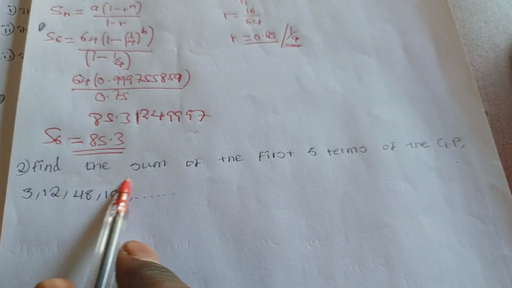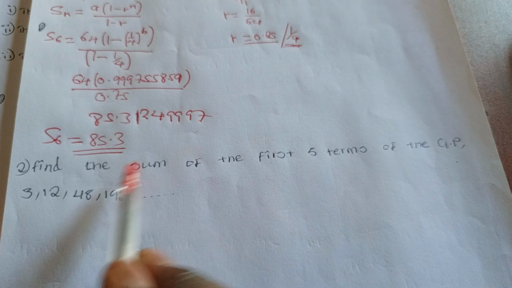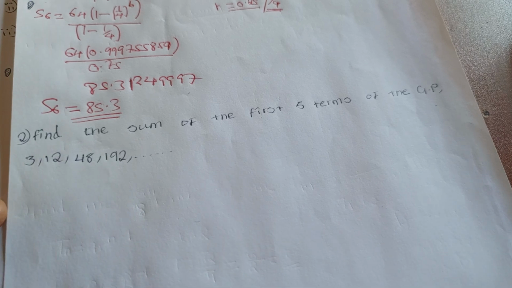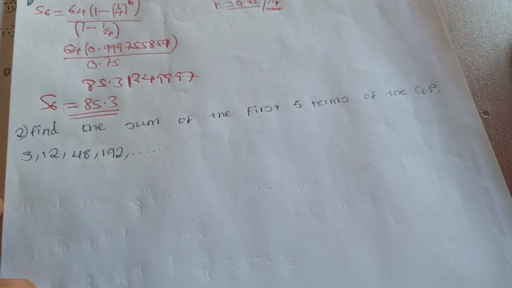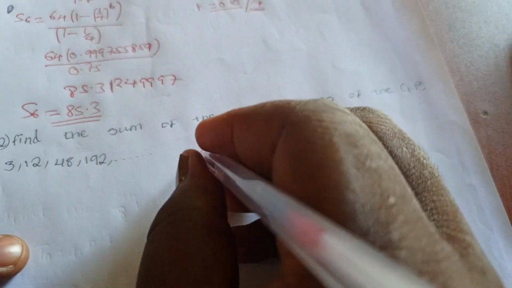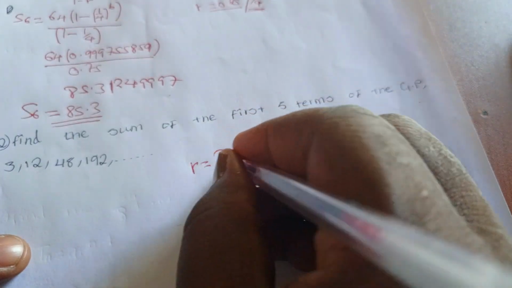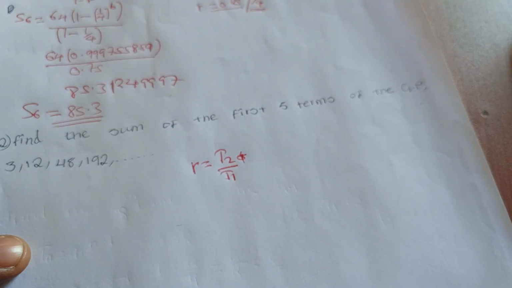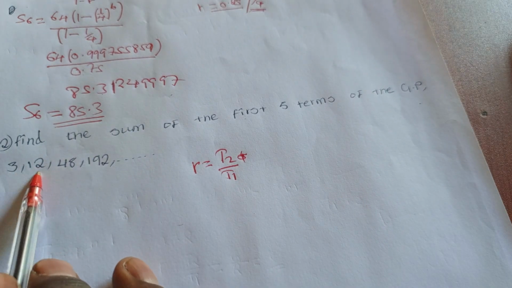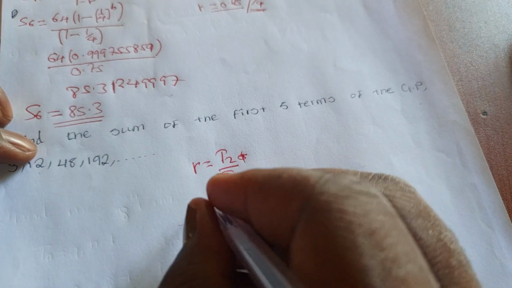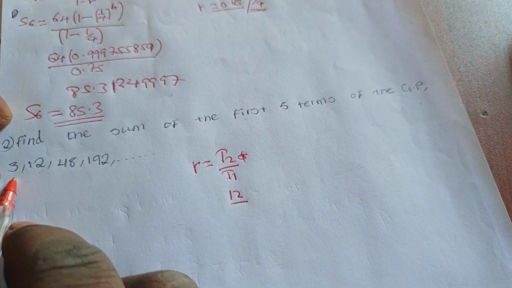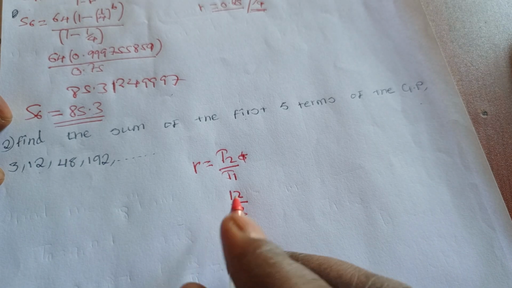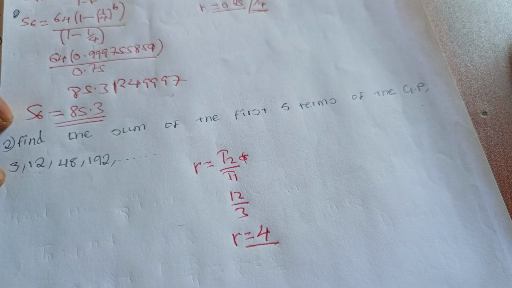Again, find the sum of the first 5 terms of the GP. So again, I need to find the sum. Before coming up with the formula, first I need to write the value for r. I know that r is equal to T2 over T1. My T2 here is 12, this is T1, T2. So I'll say 12 over 3. So my r is 4.